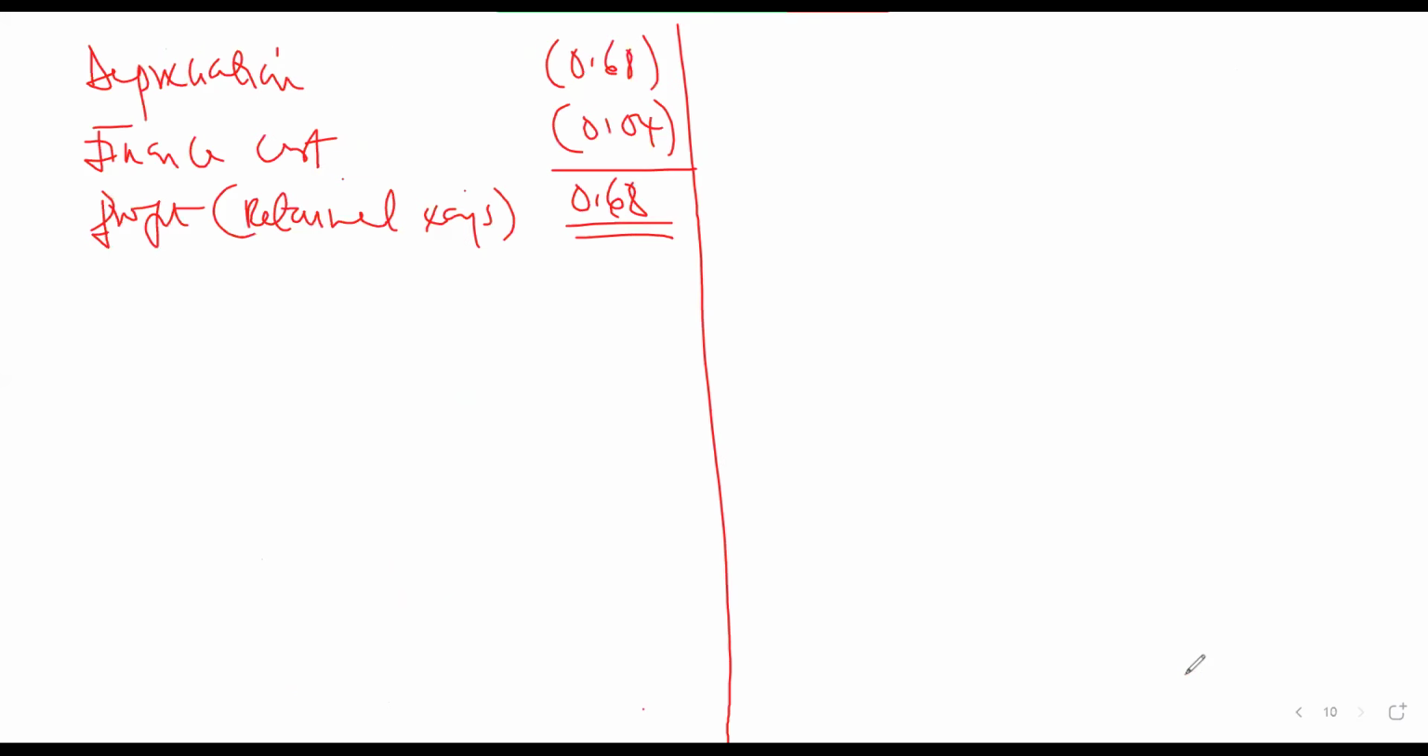But just that we are having profit as a result of additional expenses that we are incurring, which is the depreciation and that one. That's why we have the 0.68 there.